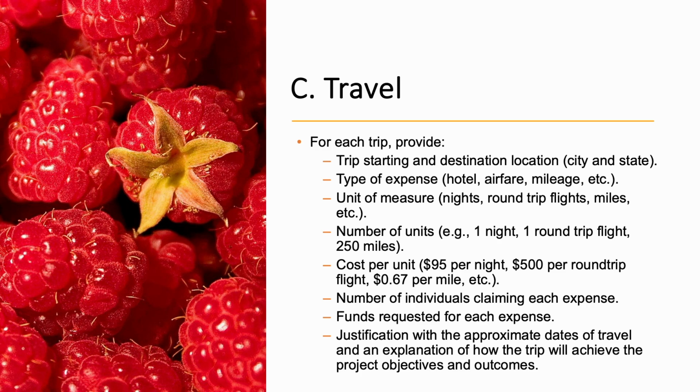Within the same line for each type of expense, specify the unit of measure, the number of units, the cost per unit, the number of individuals claiming that expense, and the total funds requested for the expense. Below the table, indicate the approximate dates of travel for each trip and provide an explanation of how the trip will achieve the project objectives and outcomes. Again, be sure to include the objective numbers from the project objectives and work plan template, and remember to include all trips as activities within the work plan.